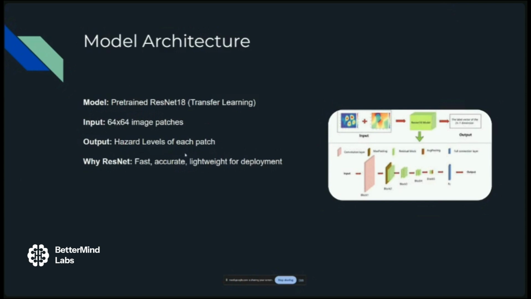And why I switched to ResNet: it was much faster, much more accurate, and just as easy to implement as the CNN model. So it was a very nice model. It was a very nice path to go.